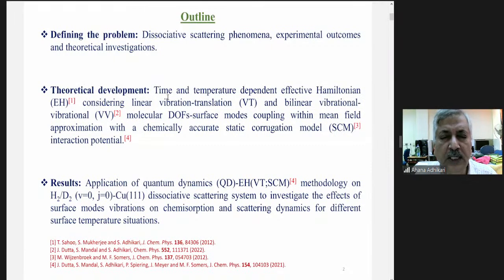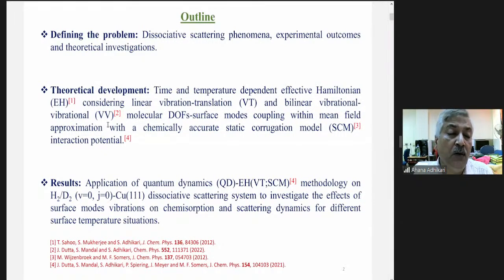But then to include the temperature, you have to do something, either Bose-Einstein or Fermi-Dirac, through which you can include the surface temperature as a parameter, and then you can consider the coupling between the molecular degrees of freedom and the surface degrees of freedom within linear vibrational-translational coupling, that means linear or bilinear coupling between surface and molecular DOFs. And this will be done, let me tell you, within the mean field approximation.